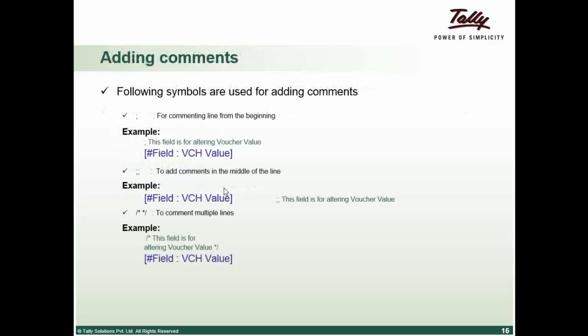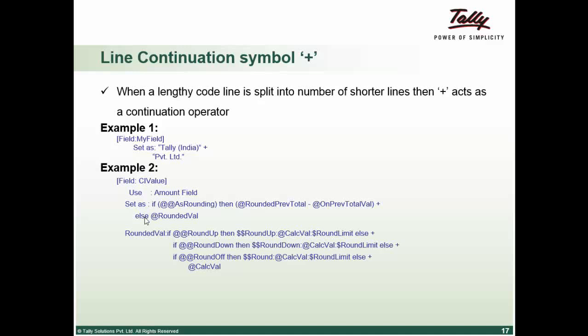Then we have certain general symbols for adding comments, which we have already seen: a single semicolon or a double semicolon, and slash asterisk, asterisk slash to comment multiple lines. Then we have the plus symbol, that is the line continuation character. It is used to split a lengthy line into a number of shorter lines. By doing this, the programmer can see the entire line without scrolling left or right, and this also helps in debugging the code faster.